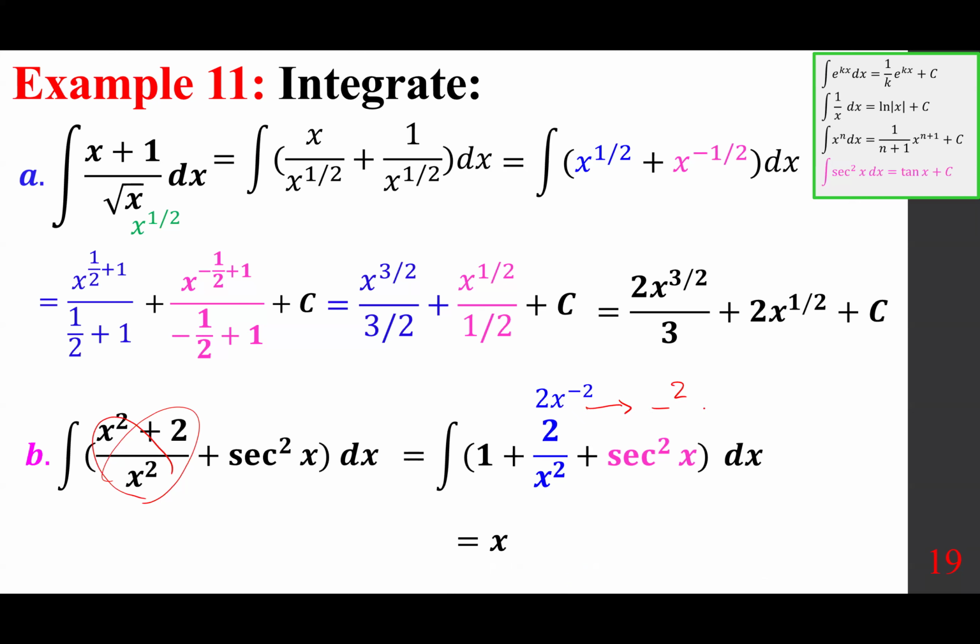This one is 2 over negative 2 plus 1. If you go back to the notes, we've already done that. It becomes minus 2 x to the power minus 1, or negative 2 over x. And the integral of secant squared is tan x, and a constant. And that's the final answer.